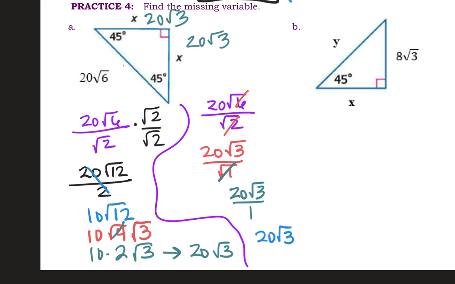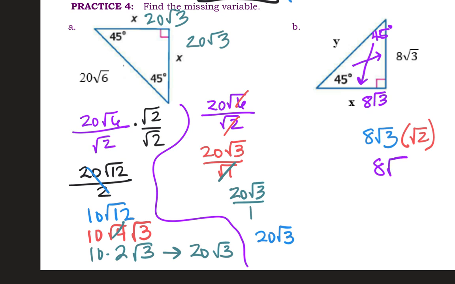And then the last one. On the last one, this is my leg, so across the other 45, we should have the same thing because it's an isosceles. To get the hypotenuse, you take your leg and you have to multiply it by the square root of 2. What is 3 times 2? 6. Will anything go into 6? No, so that one's done.